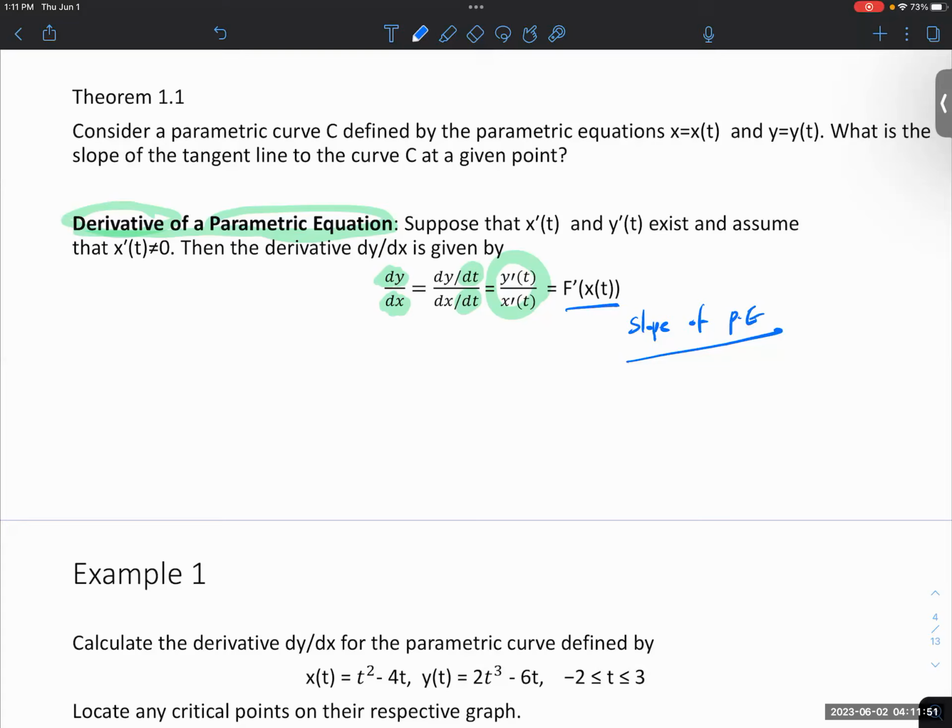Does it make sense to you? So let's take a look at an example. This theory is going to help us find the parametric equation and more, and it's also going to be relevant to the critical points concept. So let me go to example 1.